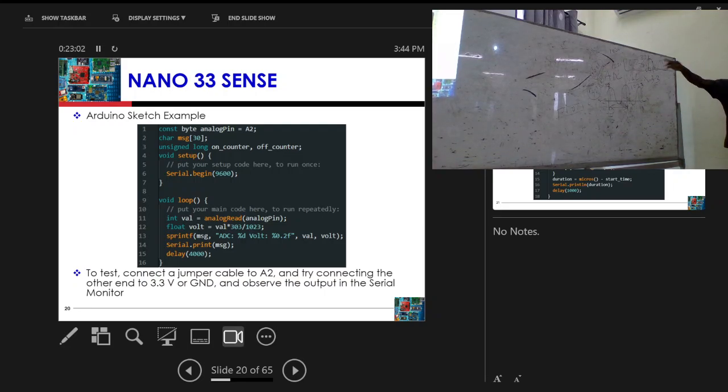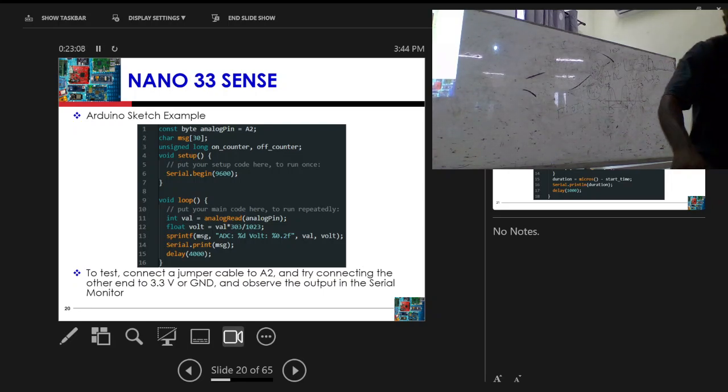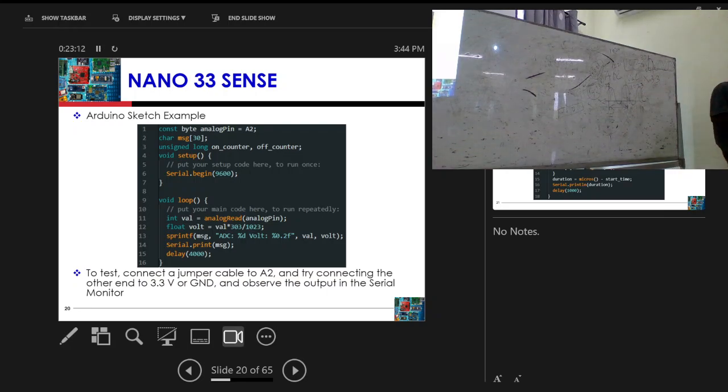So we all understand the float. Volt is float. We understand that line. Then the next line is sprintf. What does that line mean?